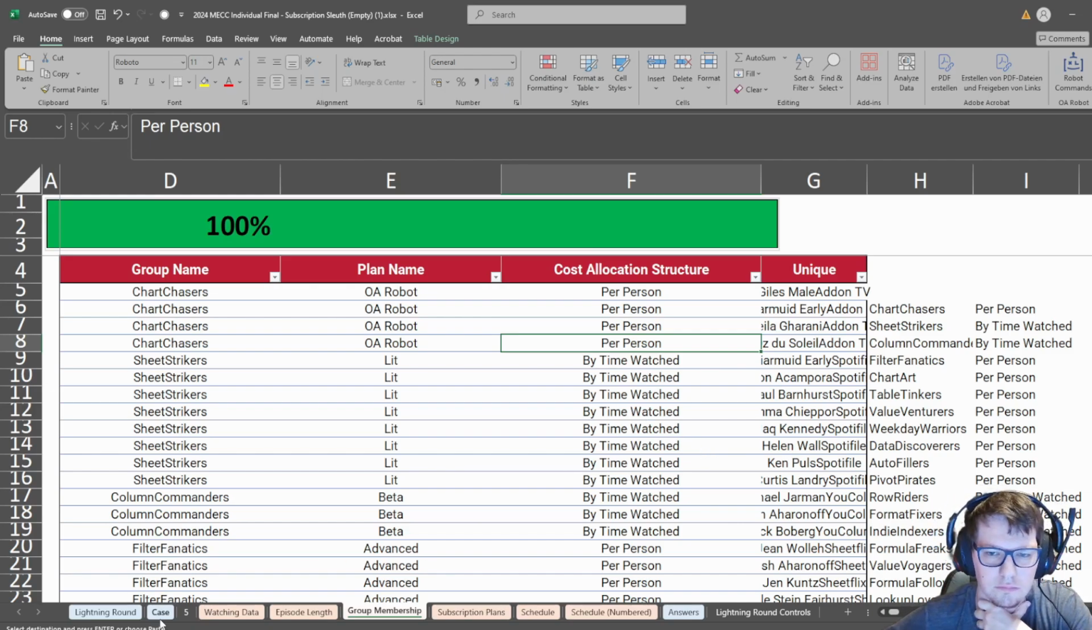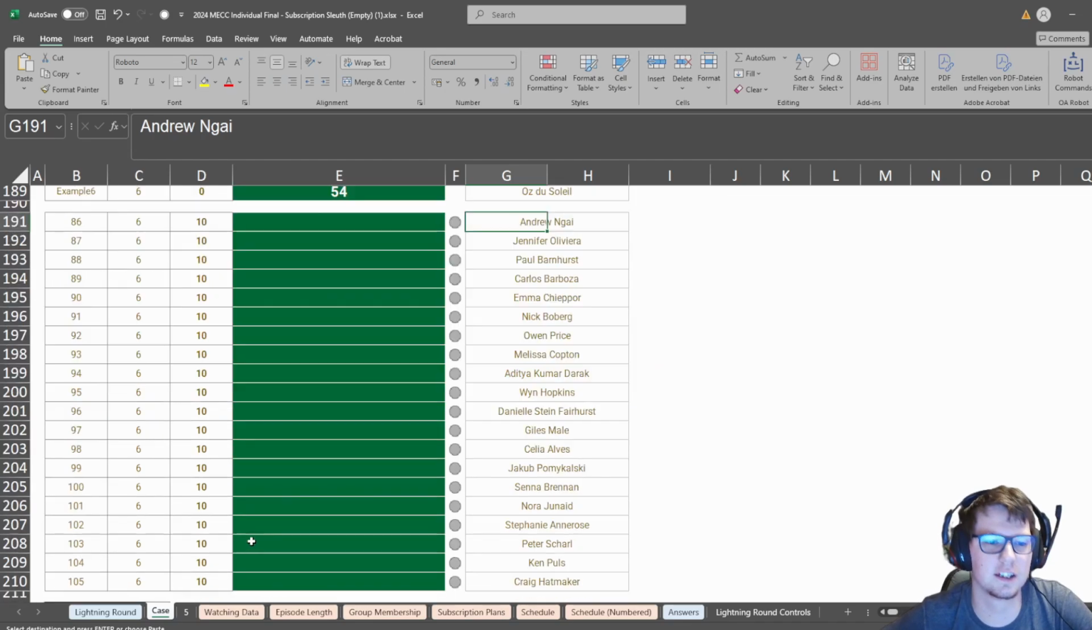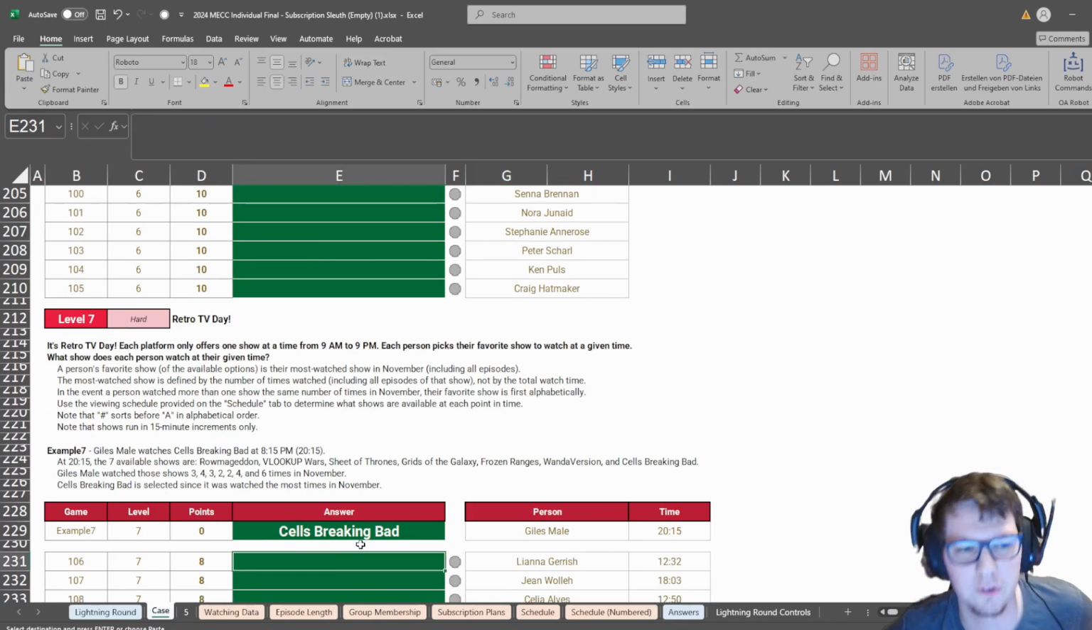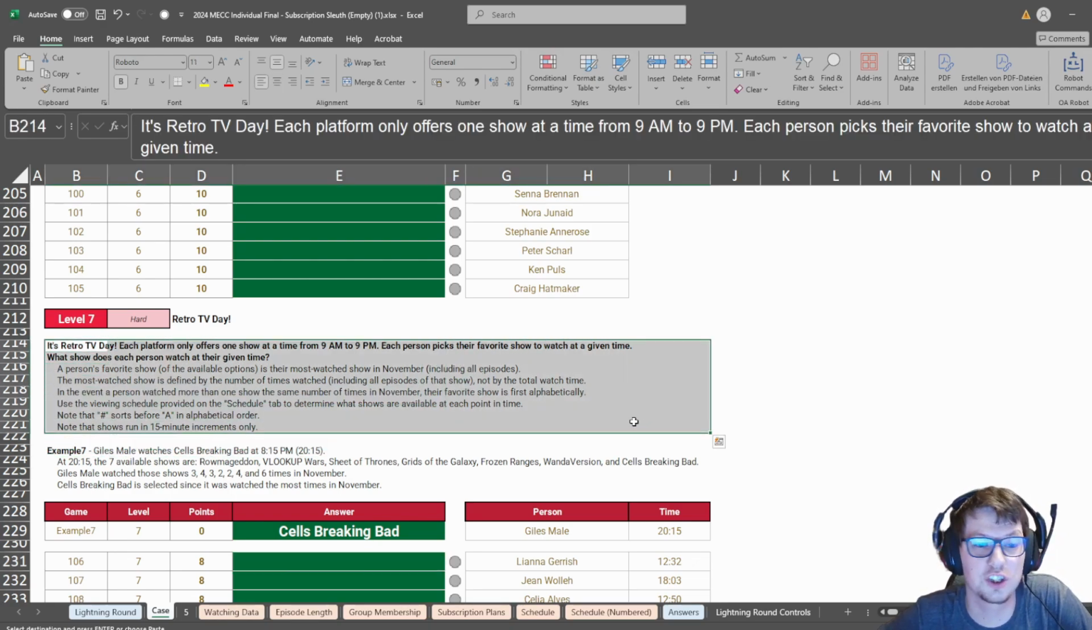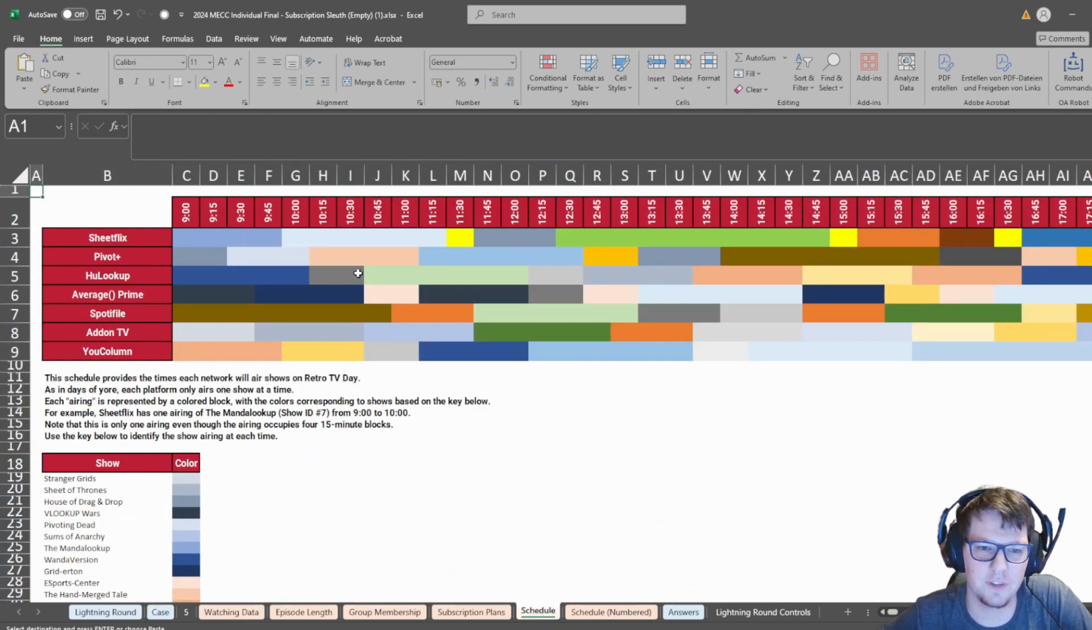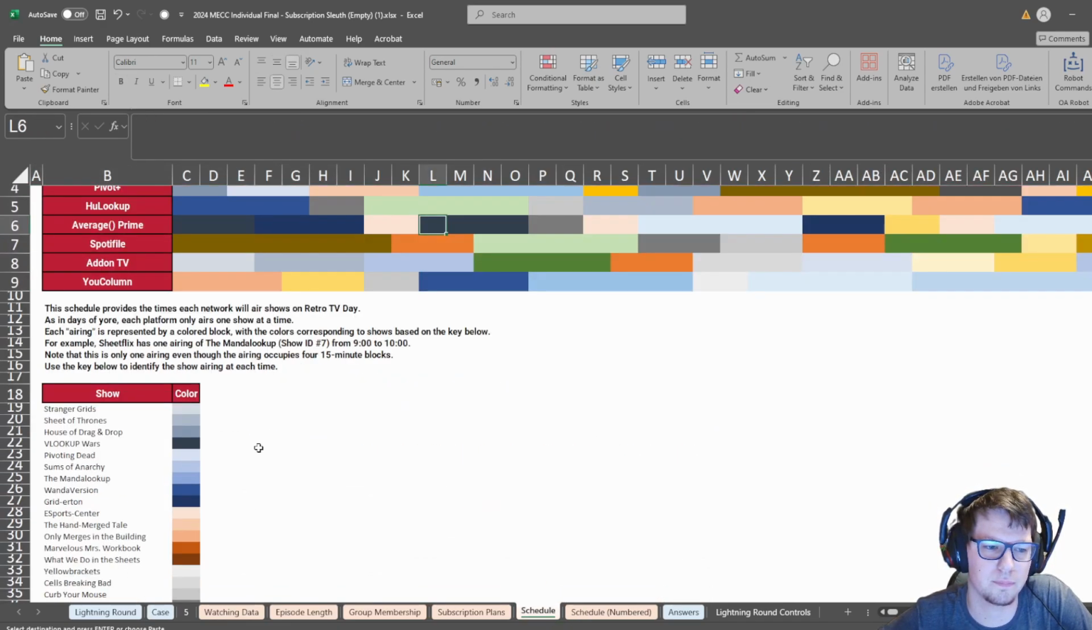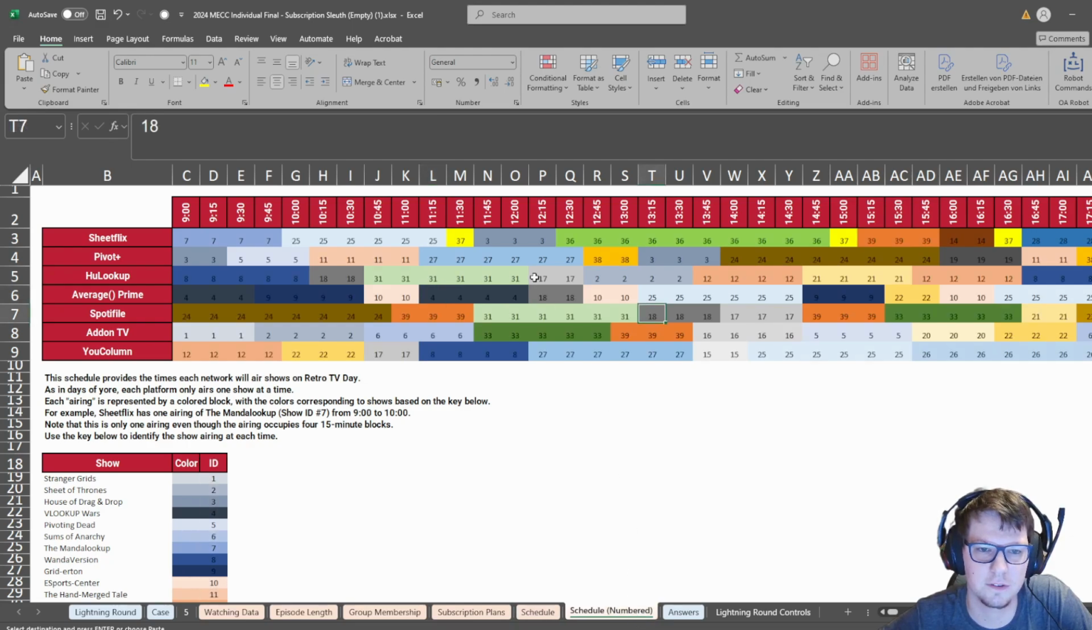So we also want to start now with level 7, the retro TV day. Each platform offers one show at a time from 9 AM to 9 PM, and each person picks a favorite show to watch at a given time. We have the basic schedule here, and we have the schedule numbered.